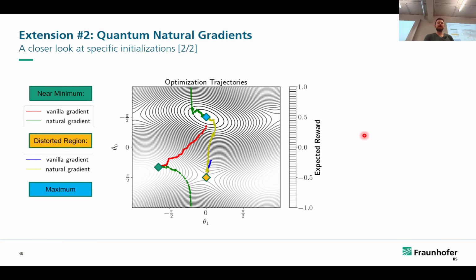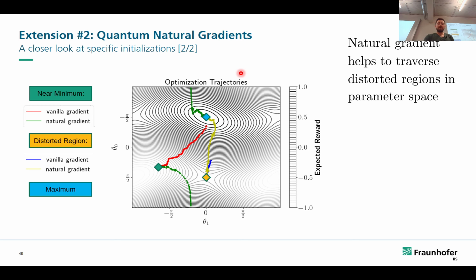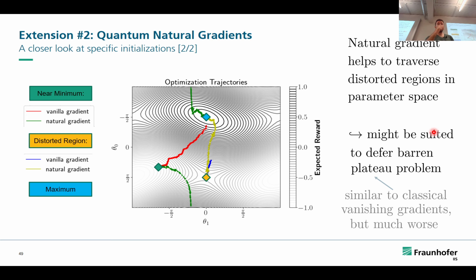We also can take a look at the trajectories that the algorithms take, and again, all of them will eventually be able to locate the maximum up here. But again, the natural gradient, especially if you start in this distorted region, where the gradients in this direction are very small and gradients in this direction are very steep, is just able to perform much more meaningful updates and thereby have a much better convergence.